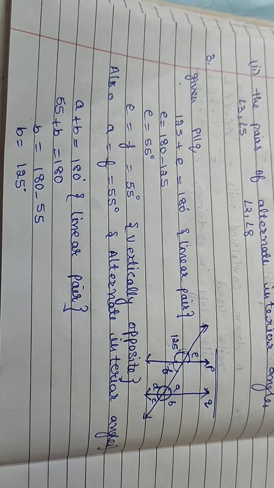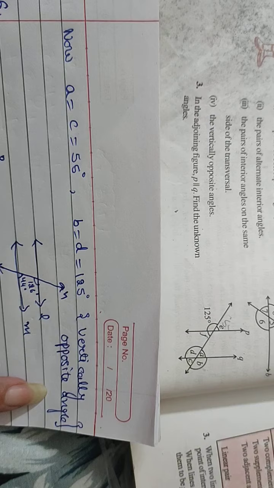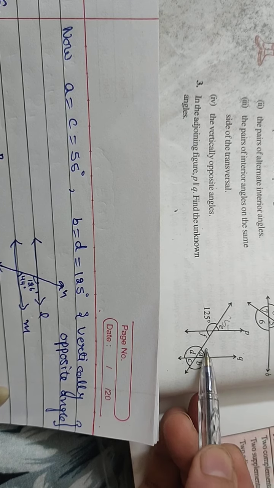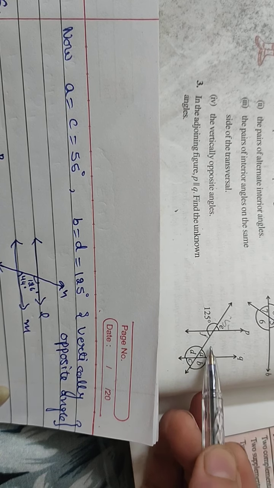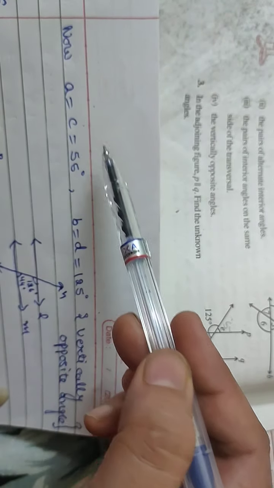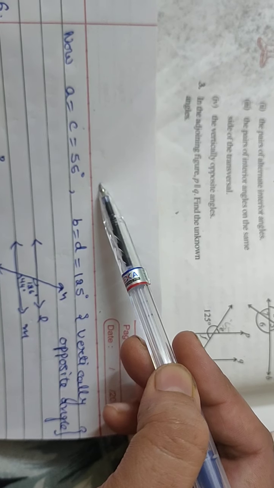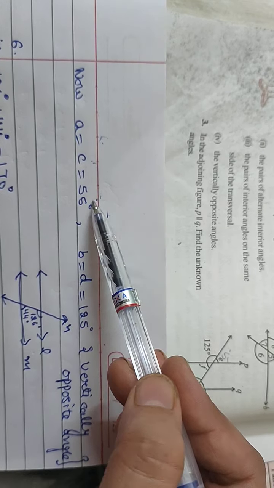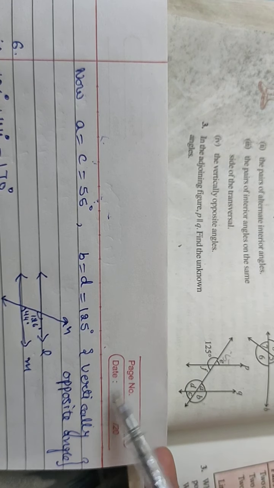Now C and D are left. So let us find out. Now look at the figure. A and C are vertically opposite angles. So A equals C equals 55 degrees. Because A's value is 55, so C is also 55. What is the reason? They are vertically opposite angles.